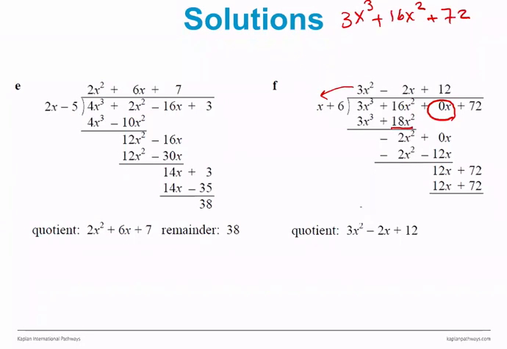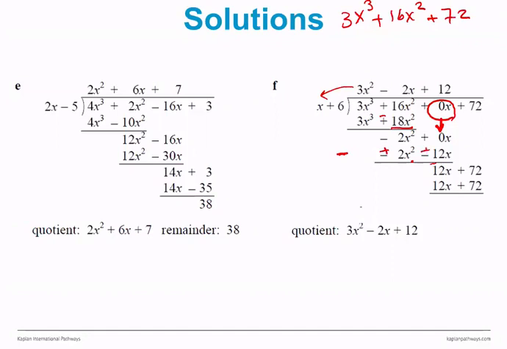And then now you subtract. When you subtract, this is going to change the sign. So 16x squared minus 18x squared is minus 2x squared. Now we put this term down, which is 0x. And then we have minus 2x squared divided by x, which is minus 2x, in the quotient, yeah? Minus 2x times x is minus 2x squared. And then minus 2x times 6 is minus 12x. And then now we subtract. And when we subtract, it's like we are changing these signs.